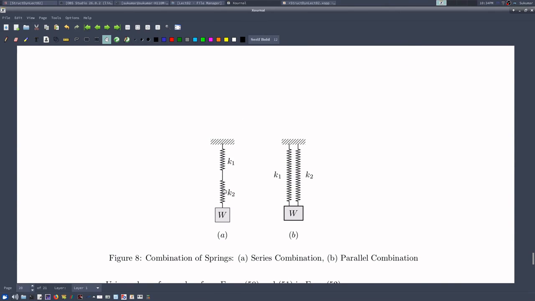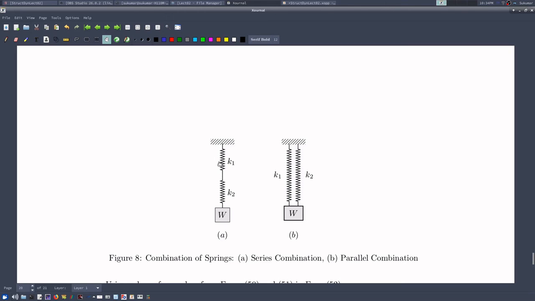I have two springs of stiffness K1 and K2, and it is subjected to the same force, that is the weight of the block, W. So this type of combination is called series combination, and this type of combination where my two springs are kept parallel is called parallel combination.